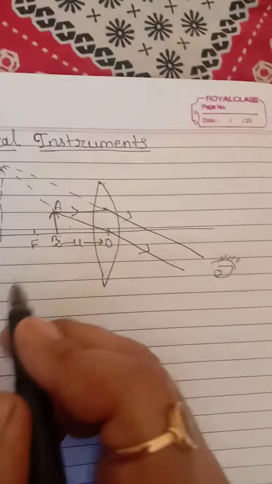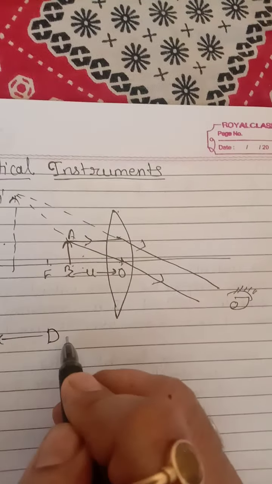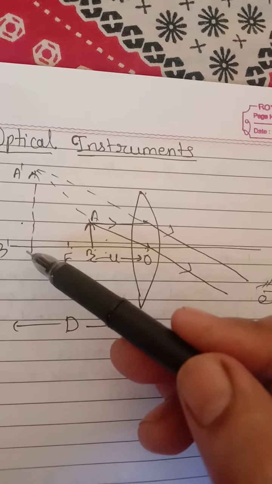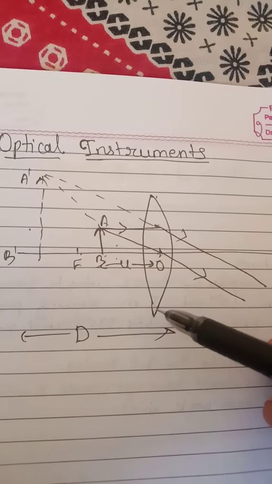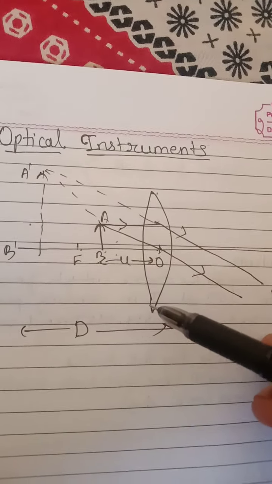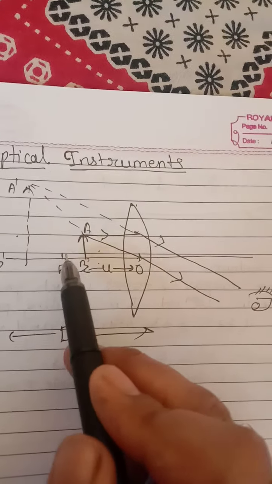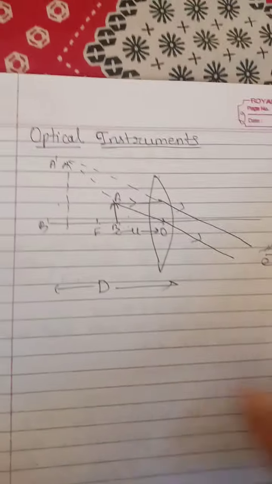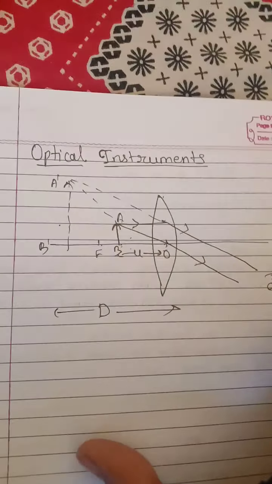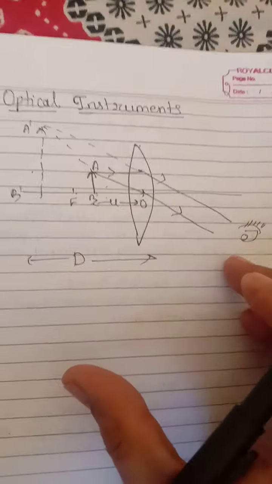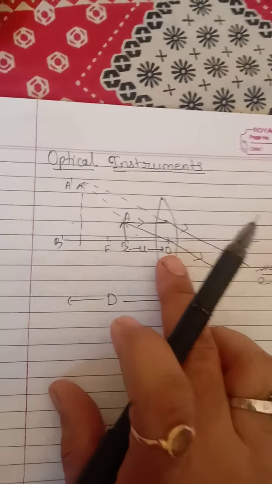Now this capital D is the distance from the eye lens to the object. This capital D is somewhere more than 25 centimeter. Why? Because we have taken the object between O and F. So let's talk about how much magnified image is formed here. Other theory you know, but the question is how much magnified image is formed here.